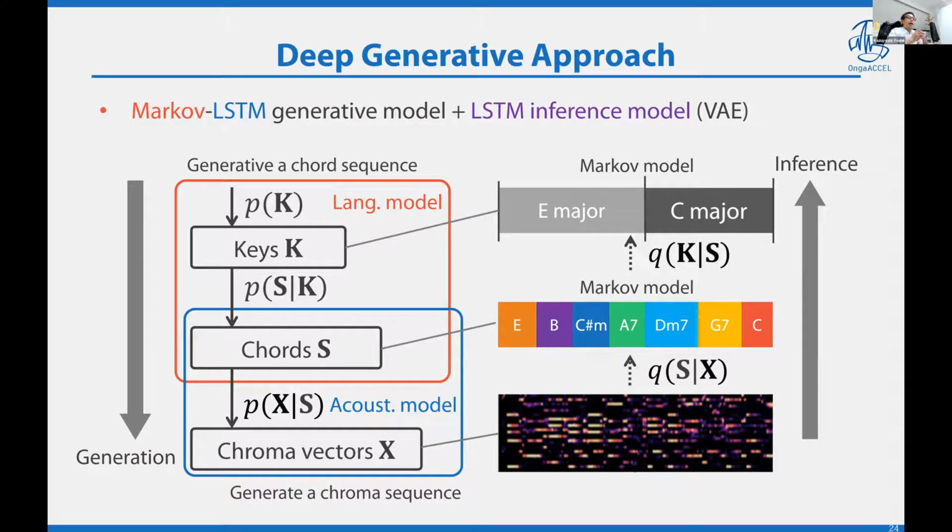And here we formulate a variational autoencoder to train this big model. So here, we introduced two inference models. So this one and this one. So this one is used for estimating chord progression from the spectrogram. So this one is used for estimating key progression from the chord progression. So this is a cascading estimation process. And each inference model is implemented by using a deep neural network, an LSTM network.